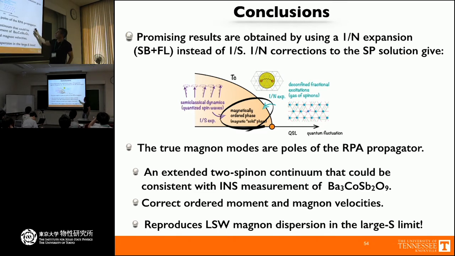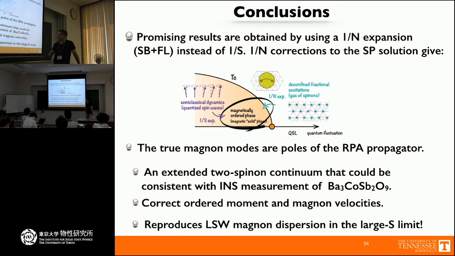And the other message is, in these large N approaches, the true magnon modes appear as poles of the RPA propagator, and have nothing to do with what you get at the saddle point level. And then we are getting for this particular material a two-spinon continuum that could have something to do with this high intensity that Professor Tanaka is observing in the high energy continuum of this material.